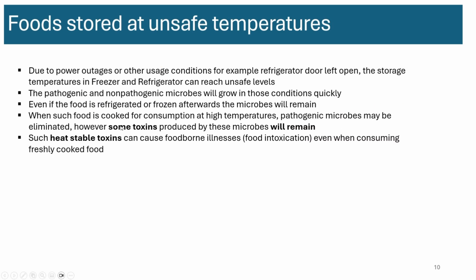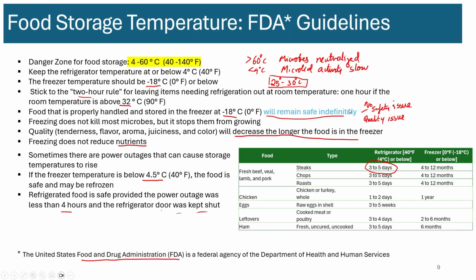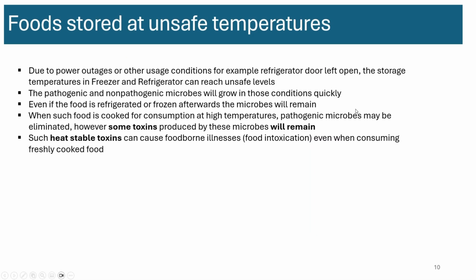Now this begs a good question. Due to power outages or other usage conditions, for example, if the freezer and refrigerator temperature reached unsafe levels, should it be okay if you just cook the food? Because if you cook the food, you're killing all the microbes, right? If you cook the food, you're way above 110 degrees C. So if you cook the food, shouldn't it be okay regardless of whether there are microbes or not?